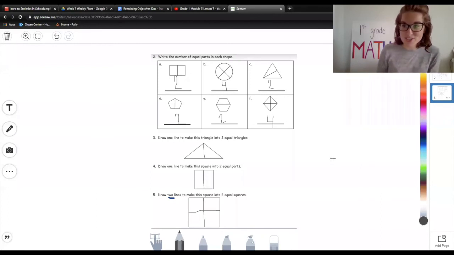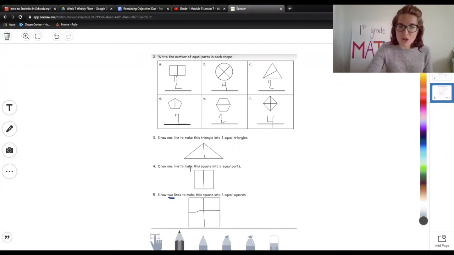Okay, great job. Let's check our answers. So I have two equal parts here, four equal parts, two equal parts, two equal parts, two equal parts, and four equal parts. Now this part was a little bit trickier. It said draw one line to make this triangle into two equal triangles. So I put a line right down the middle. I have a triangle on this side and a triangle on this side, and they're equal.